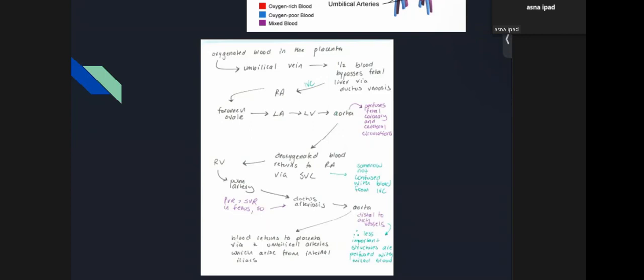Now blood from the aorta goes into the iliac arteries, internal and external. From the internal iliac, the umbilical arteries arise, and from the umbilical arteries, it goes back into the placenta. This is your flow chart, and I hope everybody knows this.